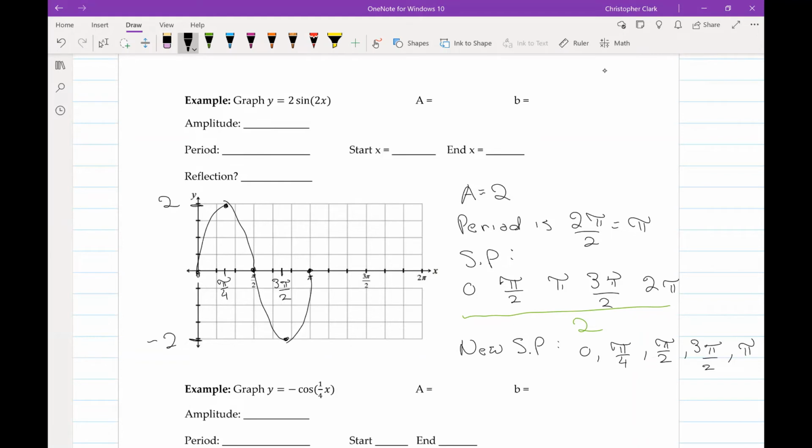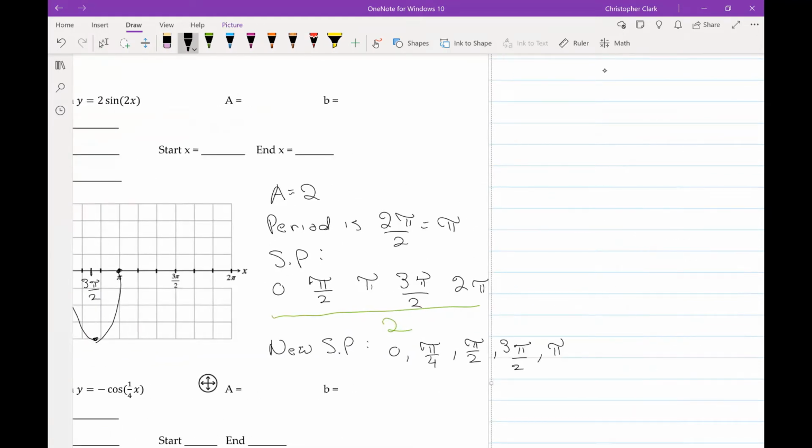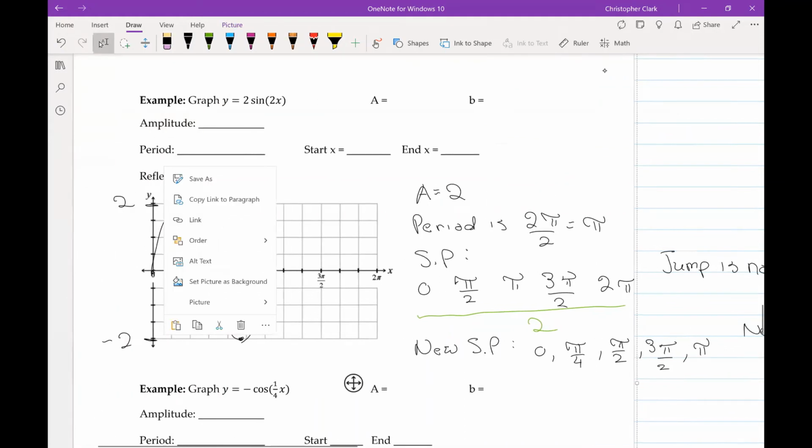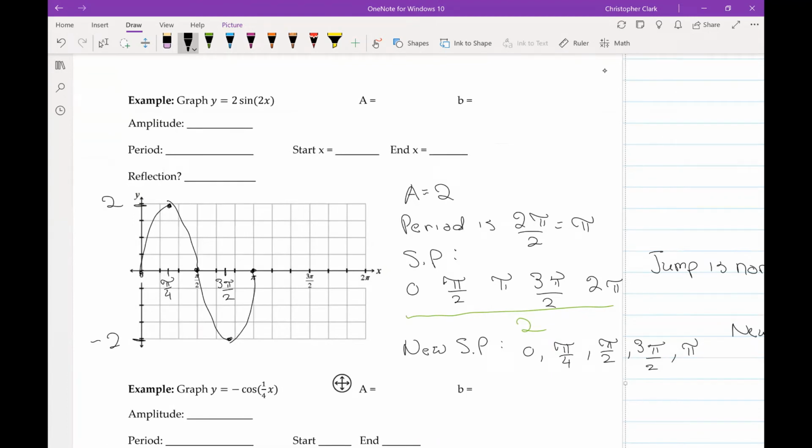So what's our jump? So our jump is normally pi over 2, but now we've divided it, so our new jump is pi over 4. So that allows me to go through here and say, all right, this is 4 pi over 4, so this is 5 pi over 4, 6 pi over 4, 7 pi over 4, and then 2 pi. So it should look like this.